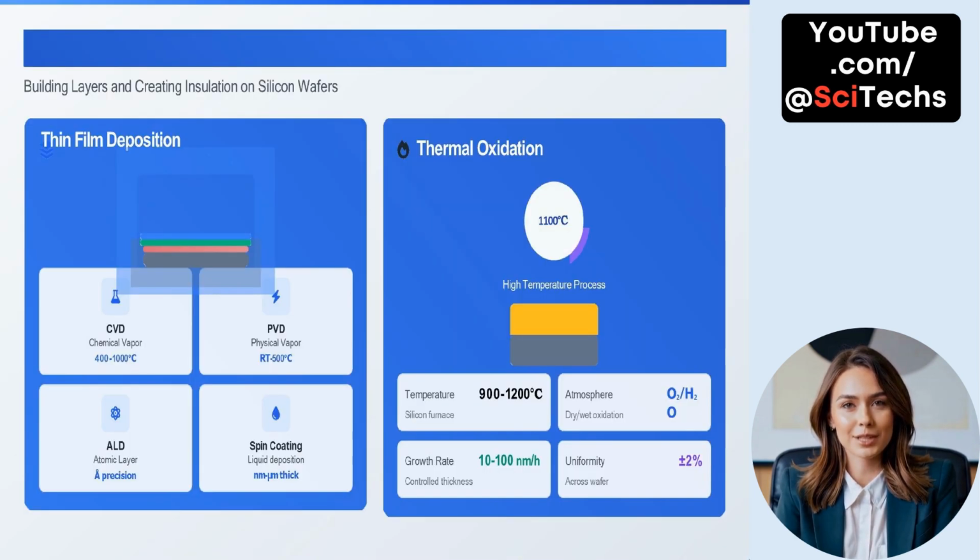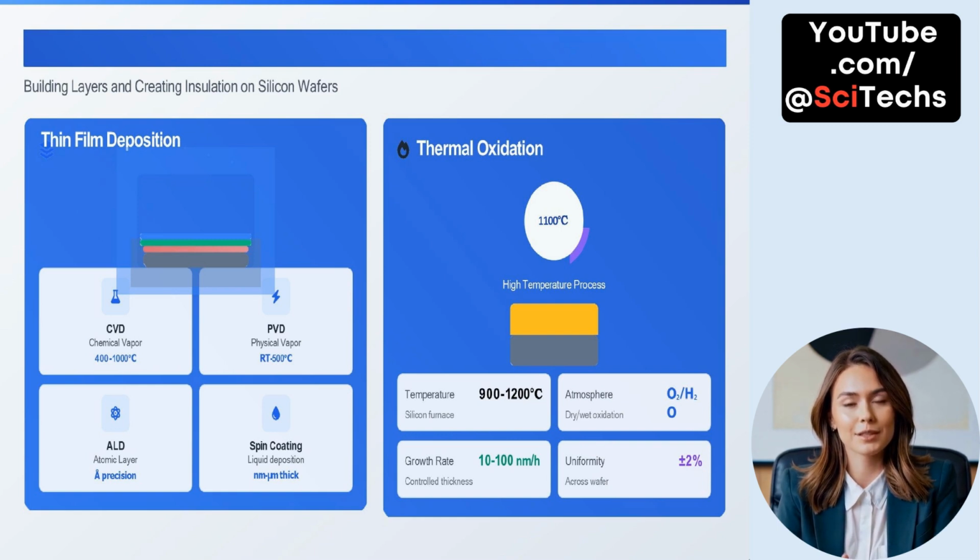Building layers and creating insulation on silicon wafers. In semiconductor manufacturing, two key techniques, thin film deposition and thermal oxidation, are used to build layers and create insulation on silicon wafers. Thin film deposition includes several processes.